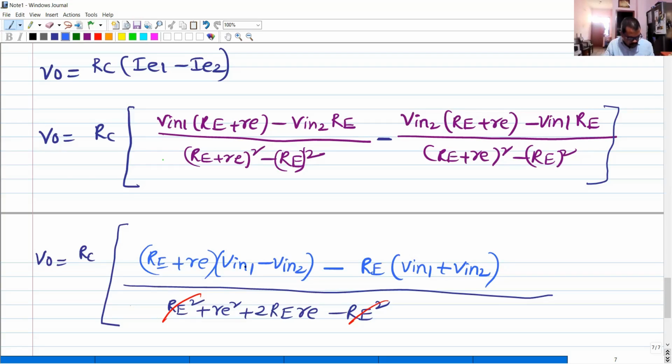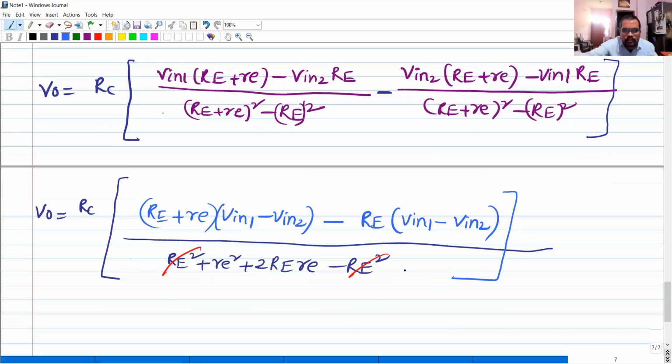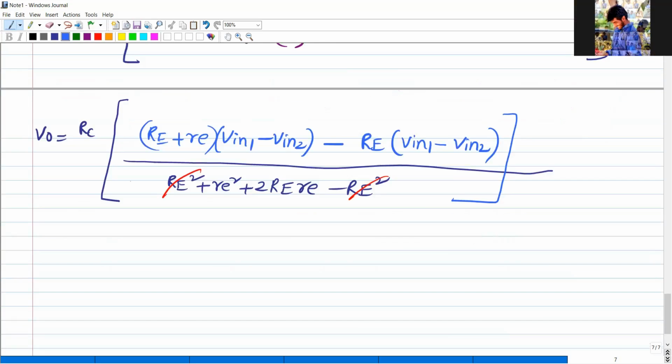So again, is it minus or plus here? Because minus into minus is plus, right? Here we are getting minus. Is it right? Yes, sir. RE plus RE, V in 1 minus V in 2.